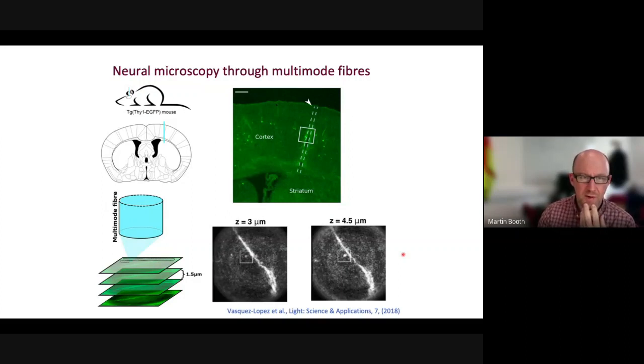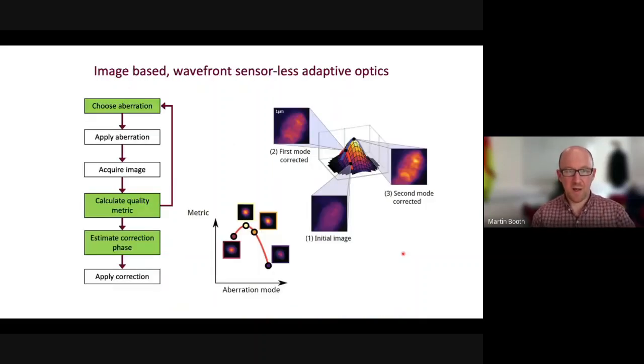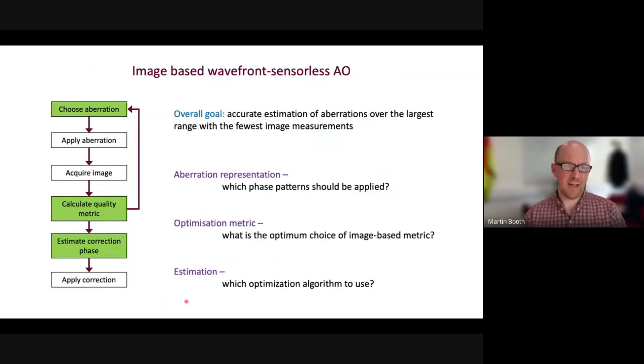I wanted to talk for the rest of the talk about this universal framework we've been coming up with, to try and enable us to have some method which can be translated across different microscopes and across different specimens. Going back to this slide, which you've already seen, this is the basis of what we're doing. We're trying to take a sequence of images with different aberrations applied, and then from those images estimate what the correction phase should be. Fundamentally behind this, there are some choices we need to make, which are essentially where these highlighted green boxes are. Our overall goal is to get an accurate estimation of aberrations over the largest range of aberrations we can, both in complexity and size, with the fewest image measurements.